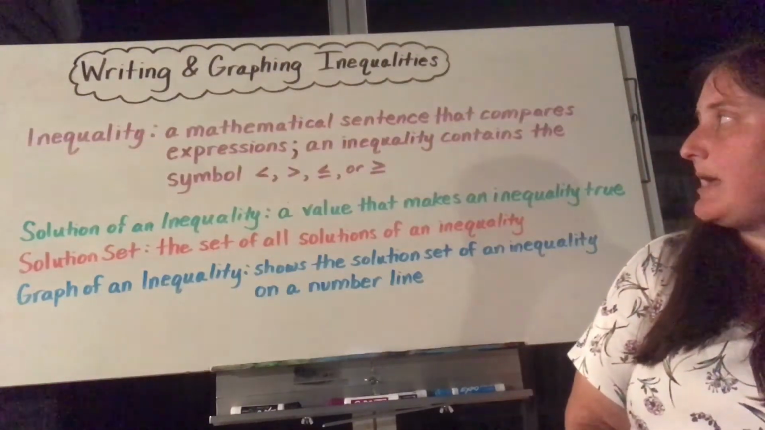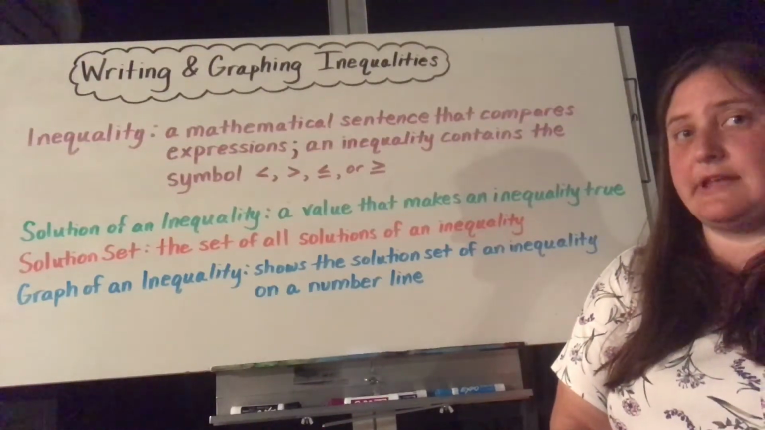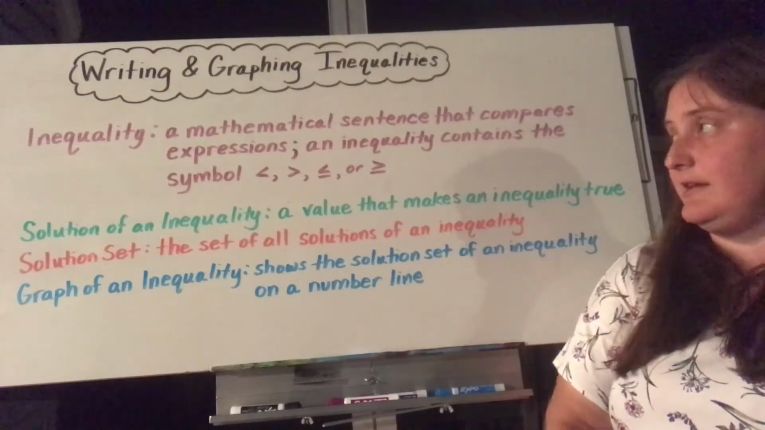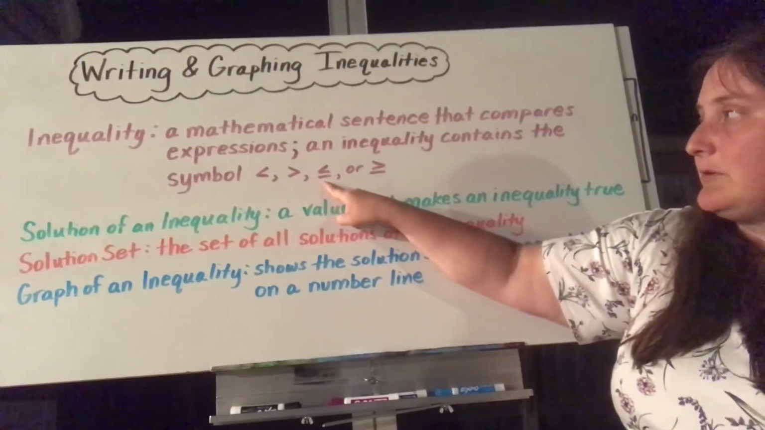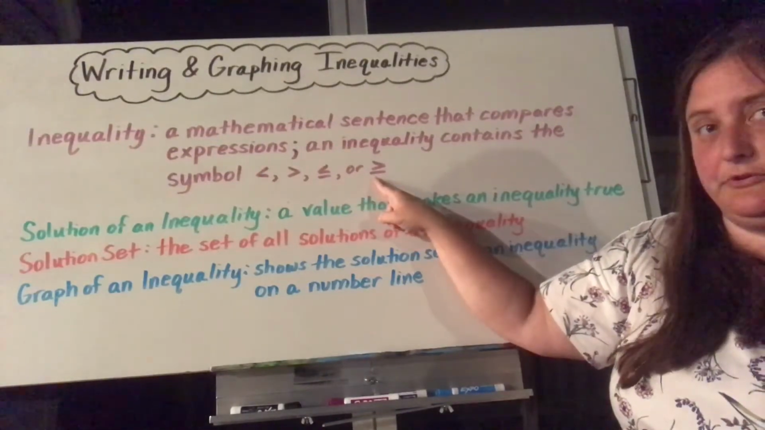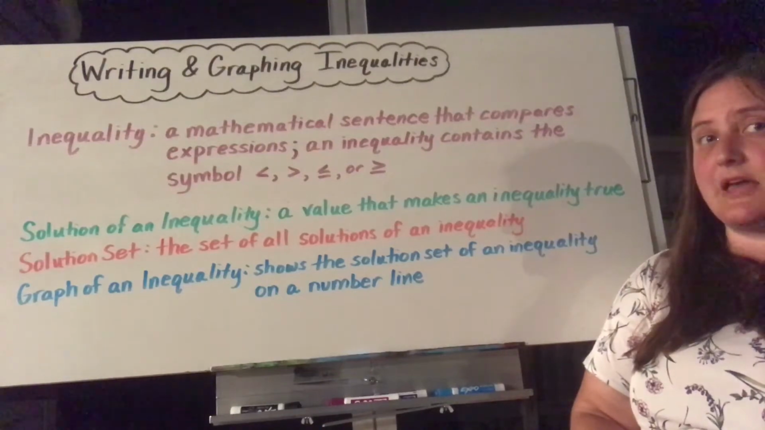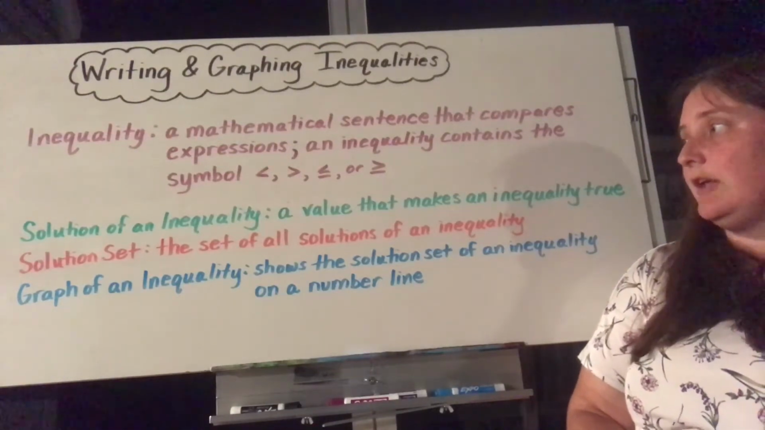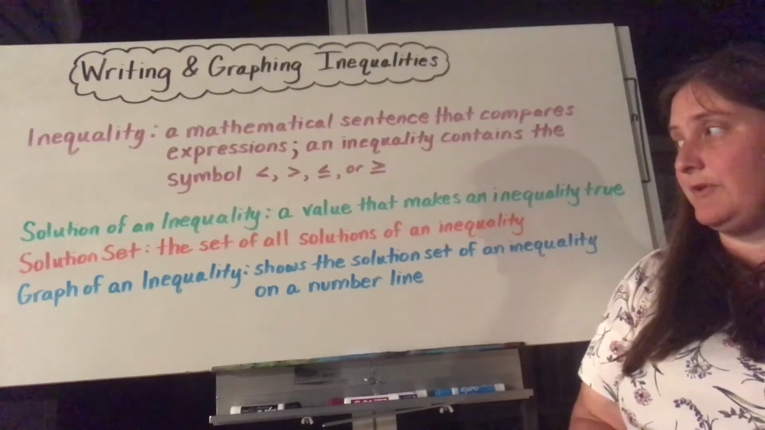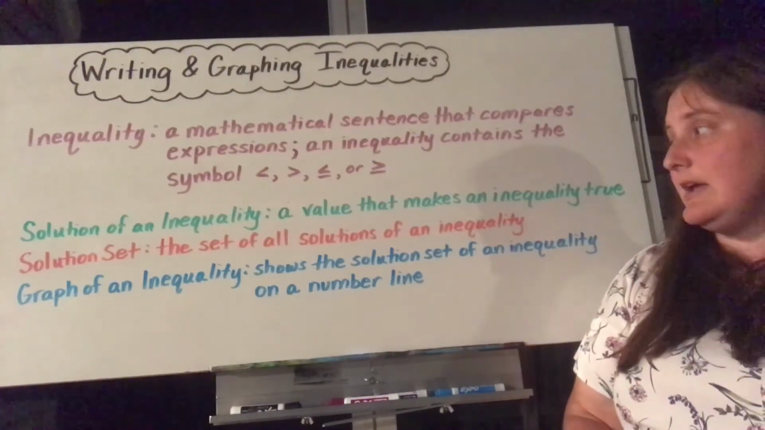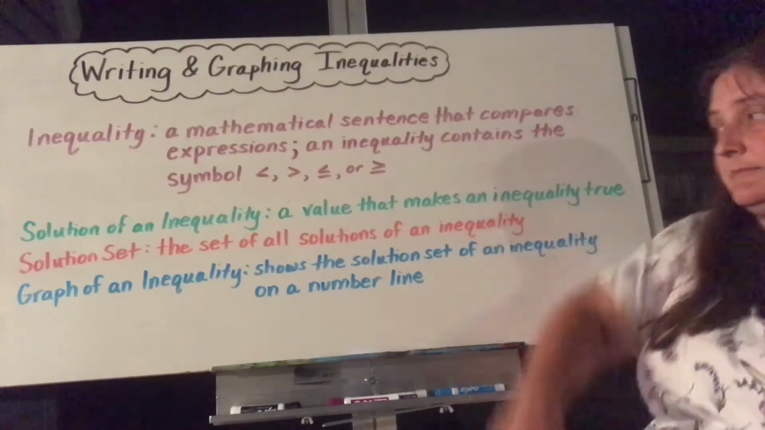An inequality is a mathematical sentence that compares expressions, and an inequality statement is going to have one of four symbols in it: the less than symbol, the greater than symbol, the less than or equal to symbol, or the greater than or equal to symbol. A solution of an inequality is a value that makes that inequality statement true. The solution set is all of the solutions that make that inequality statement true. And the graph of an inequality is actually all of the numbers in the solution set graphed on a number line.